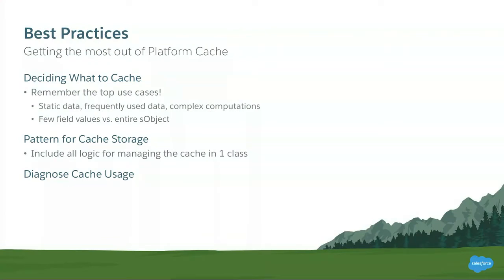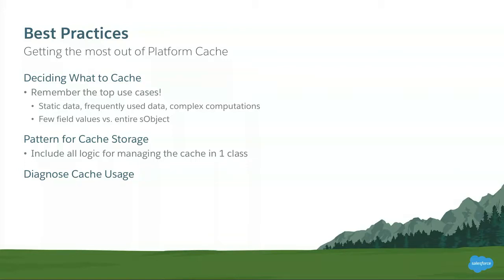And for best practices, let's say I've convinced you to try using Platform Cache, or at least try the demo or the Trailhead. What should you keep in mind when you're actually coding? One thing to do is you have to decide what to cache. We went over the top use cases before, but it's not just about the static data or the frequently used data or complex computations. It's also about what within that data you want to store. For example, if you want to store some account record, do you need the account name, email address, and the revenue, or do you just need the account name and email address? You want to save as much storage space as possible because obviously cache is expensive, and you want to save it for the most important things.